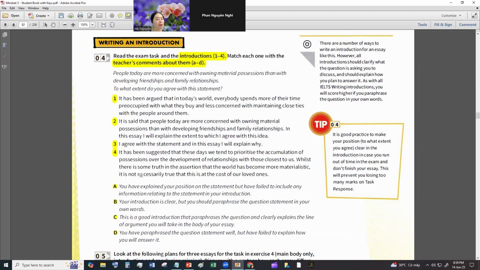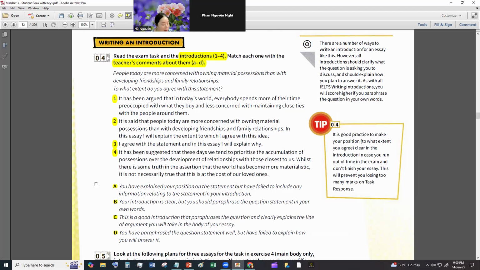Okay, so can you just have a look at number 4 again and tell me what is the opinion of the writer? I think the opinion is they disagree. So they still remain very objective. Nghĩa là cái người viết này họ vẫn rất là khách quan. Họ công nhận là có một cái điều gì đấy đúng. Yeah, there is some truth in the assertion that the world has become more materialistic.